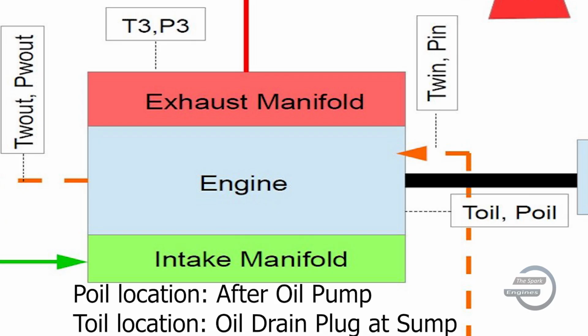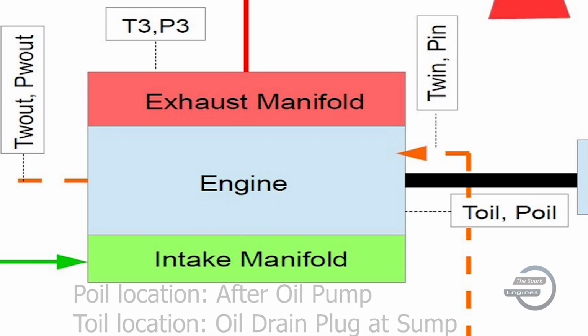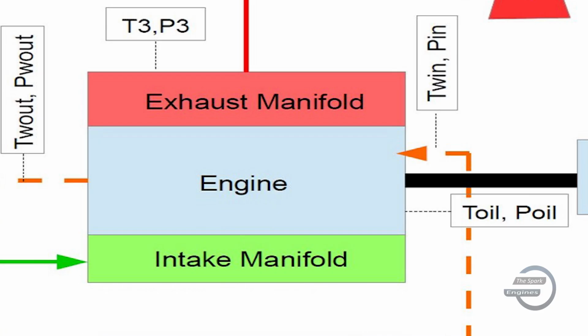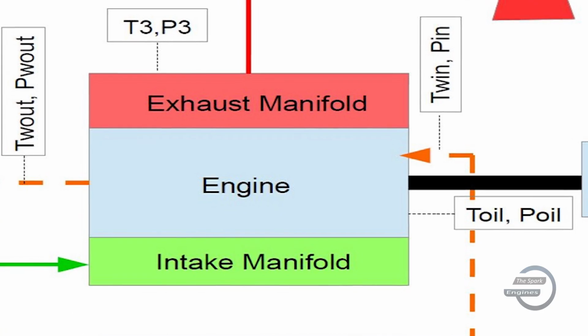Drain plug location is more accurate because it gives the correct temperature of engine lubrication oil. After the oil sensor, now it's time for coolant sensors.